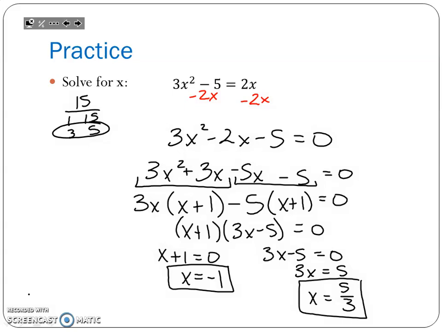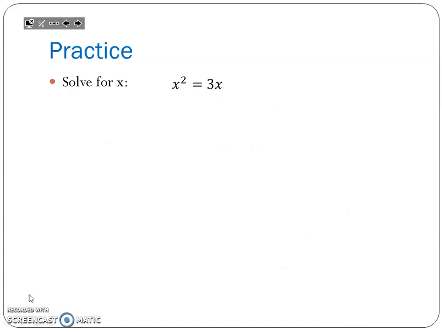One more that I want to show you guys, it's a special case: x squared equals 3x. Sometimes when people see something like this, they're going to want to get the x by itself, but remember our rule: if there is an x squared and an x, you have to factor to solve.